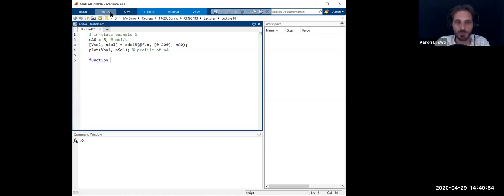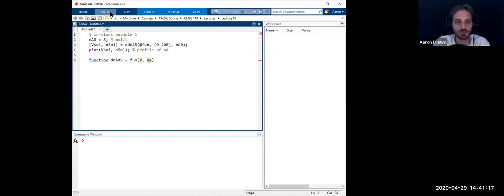It always starts off with function is equal to the derivative that you want. So in this case, dNA dV is equal to a function. And this is part of the tricky part of the syntax. You always have to include both variables, and it always has to go from independent variable, so the thing in the bottom, versus dependent variable, right? So our dependent variable in this case is N sub A.